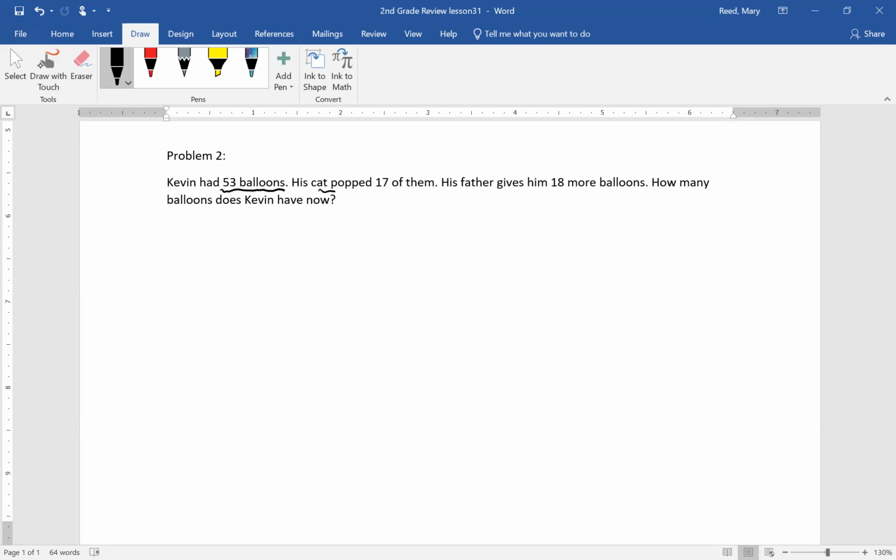His cat popped 17 of them. So that means he has less now. And then his father gives him 18 more balloons. How many balloons does Kevin have now? Notice the difference between this problem and the first one. This one just has one question, but we're missing something in between, and that's what makes it a two-step problem. So let's split our work area in half. So split your paper in half, and we'll do step 1 first, okay?